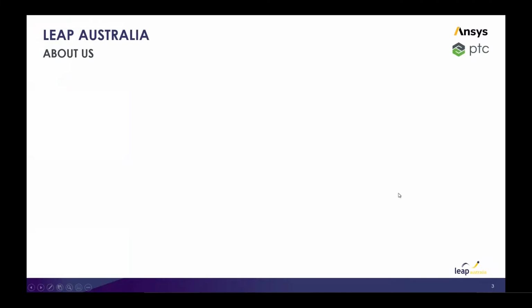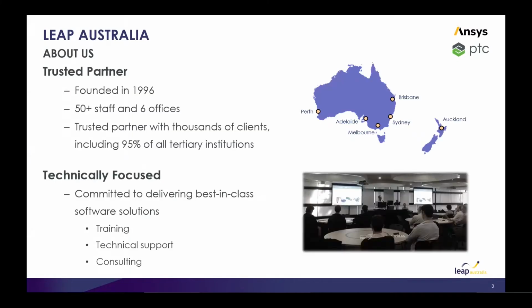So I'll start off with just a couple of minutes. I'm not going to go too deep into this. Just a bit of introduction about ourselves. So we are Leap Australia, founded around 1996, 50 staff around Australia and New Zealand. And we've got thousands of commercial and academic clients as well. We're a channel partner for Ansys and some other software as well. We're not just a sales organization though. We are focused on training, technical support, consulting, and we also do things like guest lectures as well.